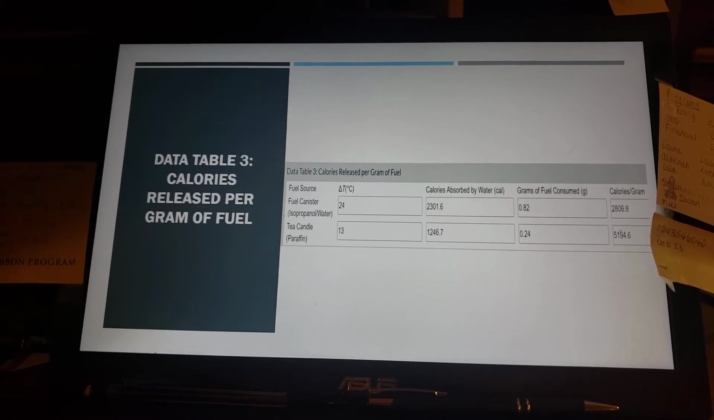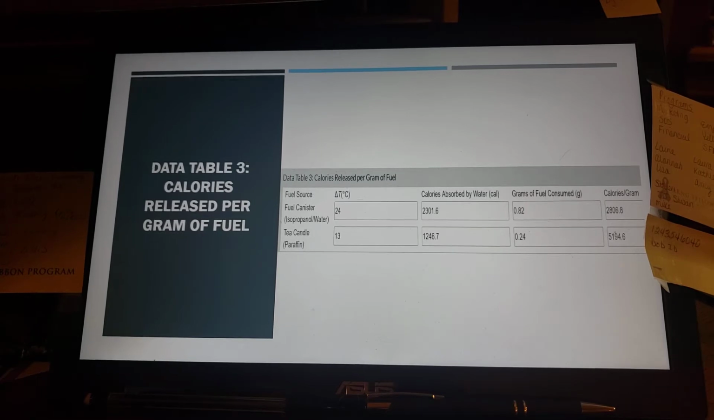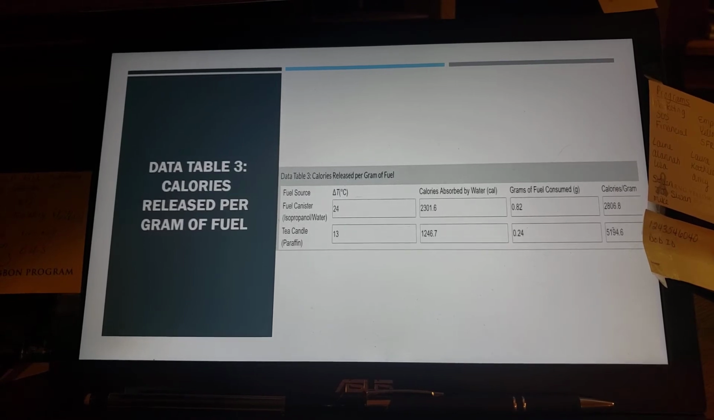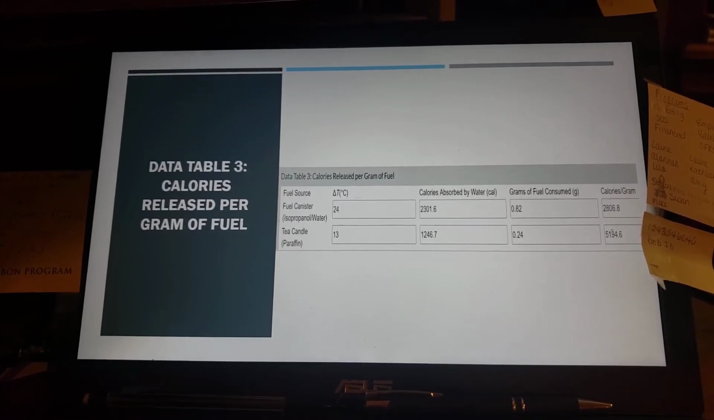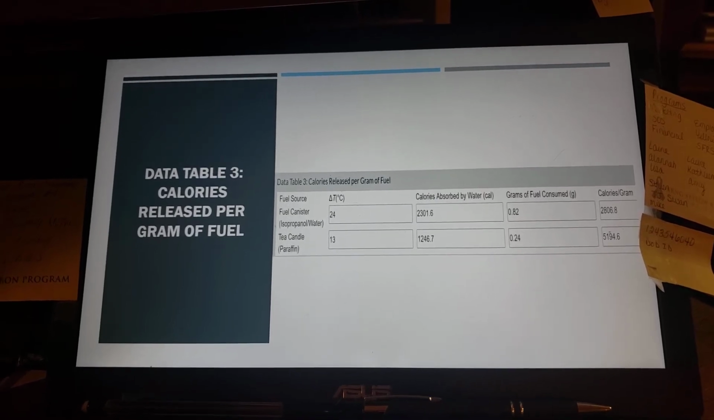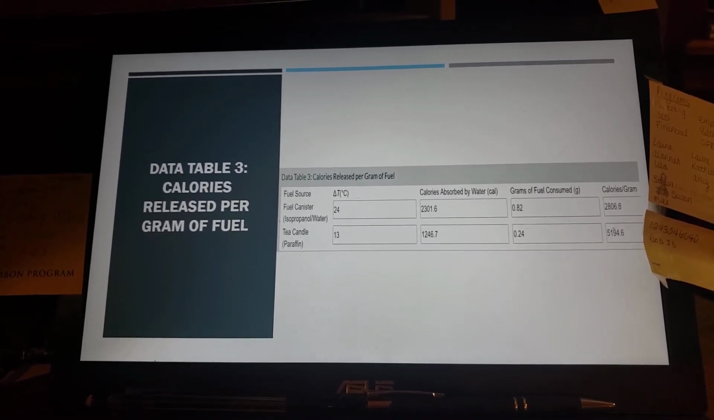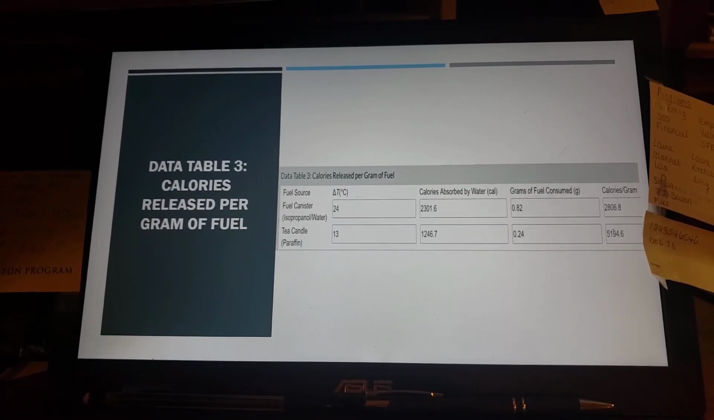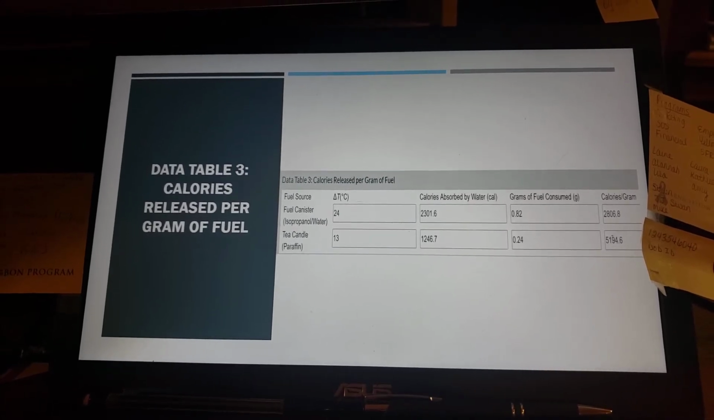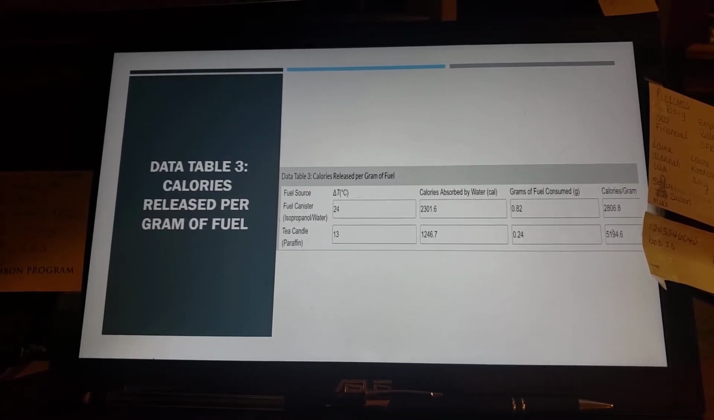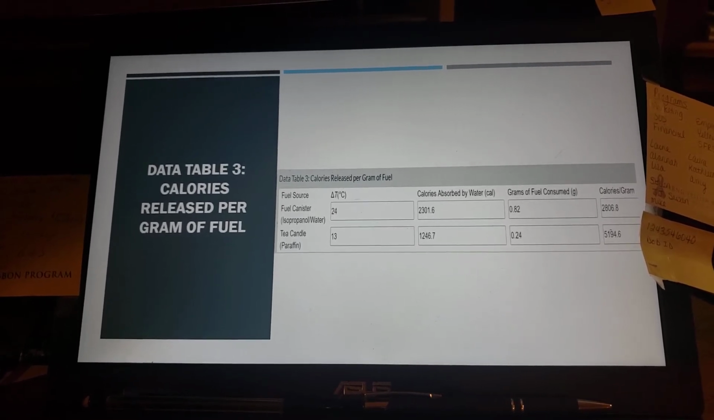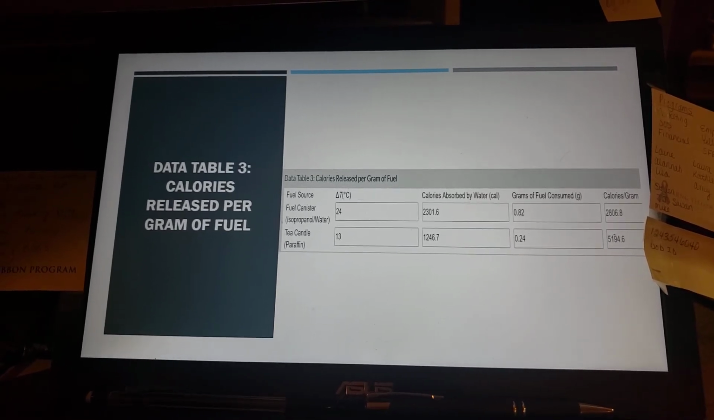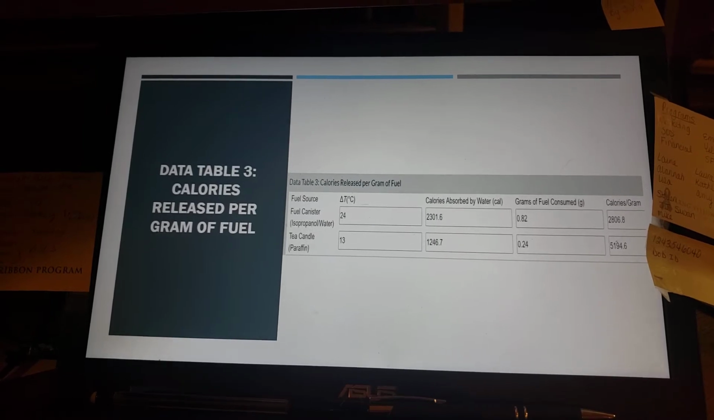The difference in the fuel canister temperature was 24 degrees Celsius. The calories absorbed by water was 2301.6, and the grams of fuel consumed was 0.82, and the calories per gram was 2806.8. For the tea candle, the difference in temperature was 13 degrees Celsius. The calories absorbed by water was 1246.7. The grams of fuel consumed was 0.24, and the calories per gram was 5194.6.